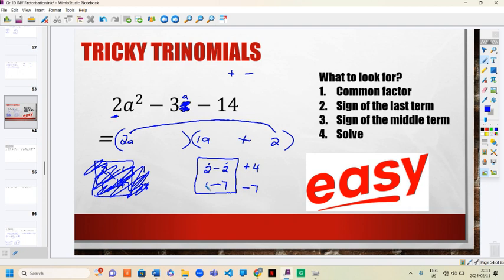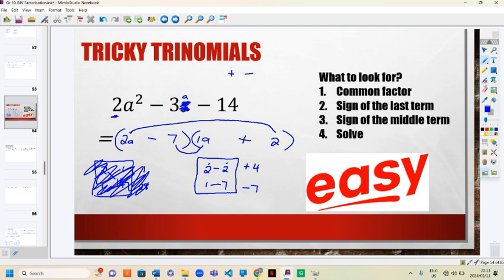And then here's the 1a, the factor of 2, it's going to multiply with 7, but I know that that 7 has to be negative, so it needs to be a negative 7. 1 multiplied by negative 7 is going to give me negative 7. So 2 times 2, that's 4, minus 7, that's negative 3.